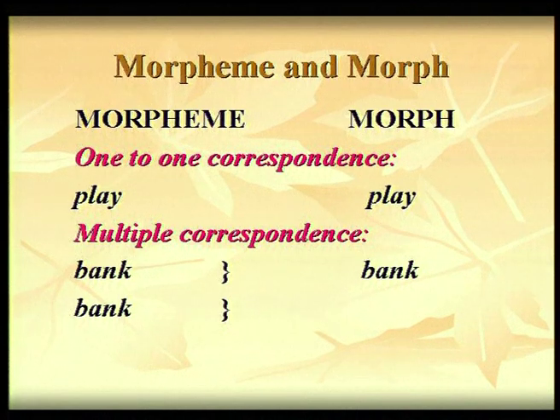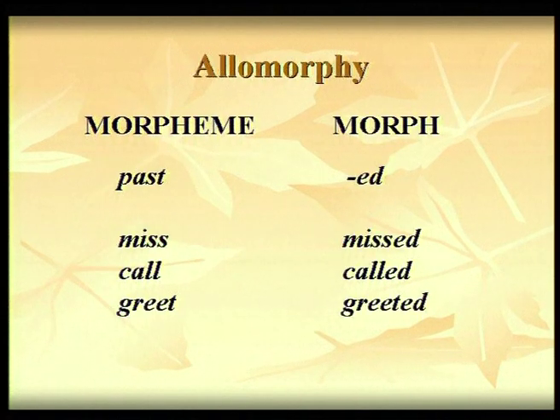The words bank with different meanings, that is, as in the place where we deposit money and as the bank which is near the river, are two different words in the language. But both have the same realization in the form of one morph. Let us move now to another concept called allomorphy.